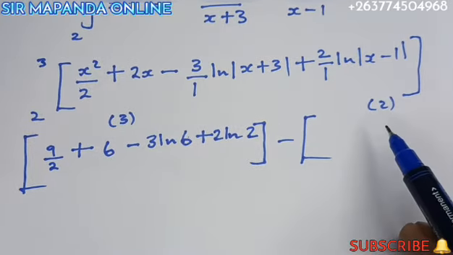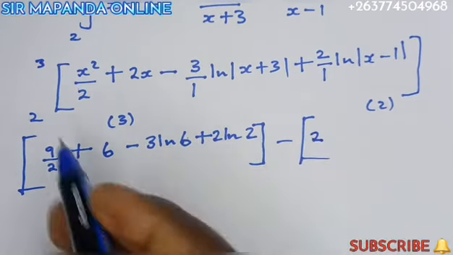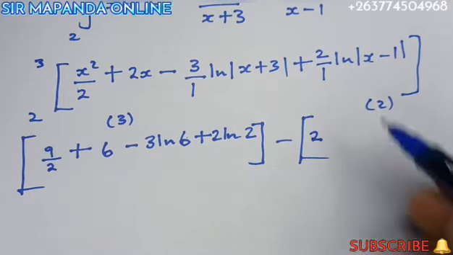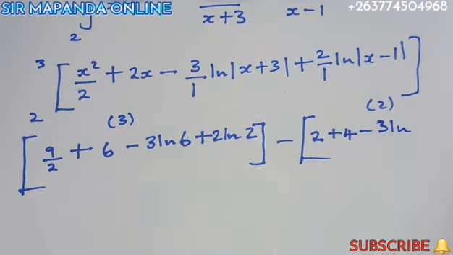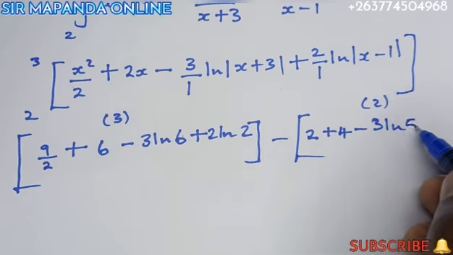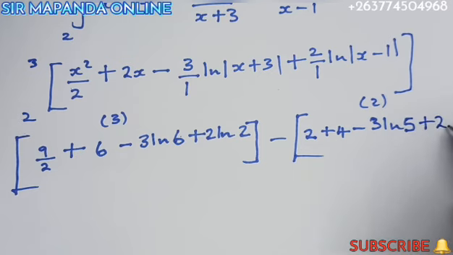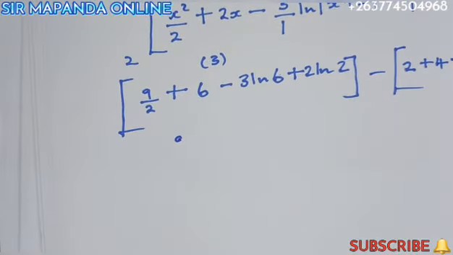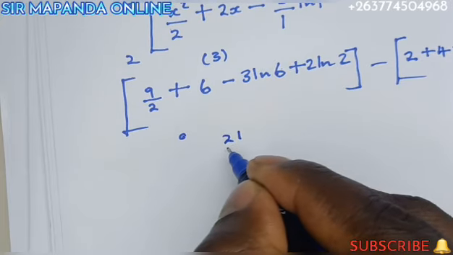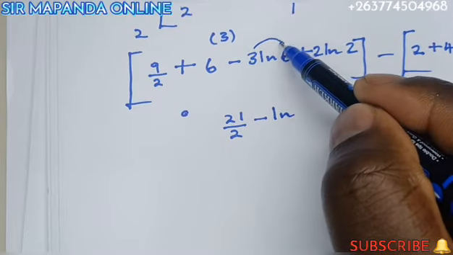Let us substitute with the 2. 2 squared, you get 4, divided by 2, you get 2 here. Then putting 2 on 2x, you get 4 minus 3 ln, 2 plus 3, you get 5. Then if you put 2 on x, you get plus 2 ln 1. But this is going to become 0 since ln 1 is 0, right? So 9 over 2 plus 6, what do you get? 21 over 2. So we are saying minus ln, you can move this 3 on top of 6.